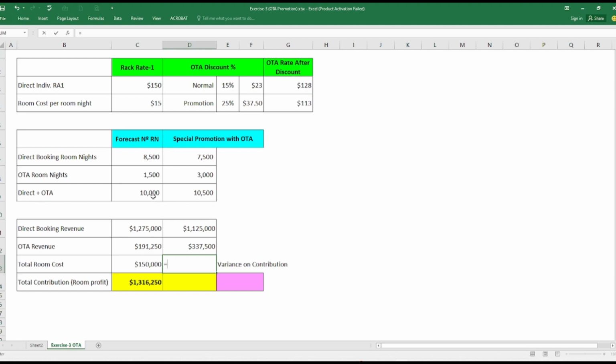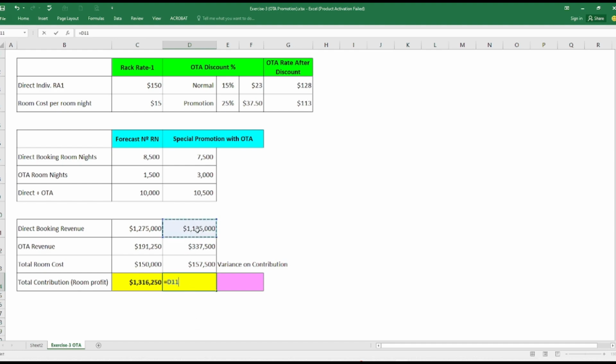Instead of 10,000, it will become 10,500 because we increase OTA up to 3,000 instead of 1,500. So take the 10,500 multiplied by the room cost of $15. So the total room cost becomes 157,500 instead of 150,000. Okay, so let's see the profit contribution.